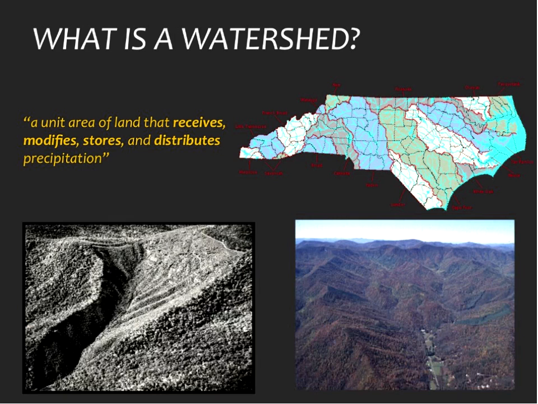So let's just start with the simplest notion, and that is, what's a watershed? And quite simply, a watershed is a unit of land that receives, modifies, stores, and distributes precipitation. They can be small, they can be large, ranging from the small, say, 50-acre watershed that you see in the black and white photo on the left, to a 6,000-acre basin on the color photo to the right, to large river basins in the state of North Carolina on the upper right.